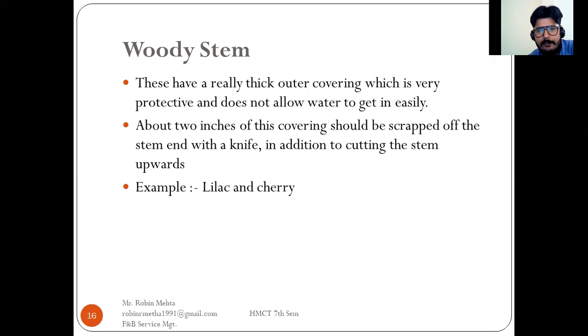Next is your woody stems. These have a really thick outer covering, which is very protective and does not allow water to get in easily. Woody stems have an outer covering layer which is protective, so they do not absorb water very easily. What we can do is give them 2-inch cuts, or scrape the stem.